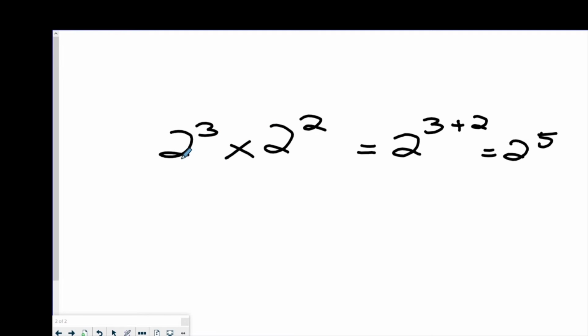You can check this too. That's a good thing about exponents. If you forget what their properties are, or the laws, you can go ahead and work these out and see if you get the same answer. So for instance, 2 cubed is 8. 2 squared is 4. 8 times 4 is 32. If I do 2 to the 5th, that's 2 times 2 times 2 times 2 times 2. Hopefully I did that 5 times. And 2 to the 5th is 32 as well.